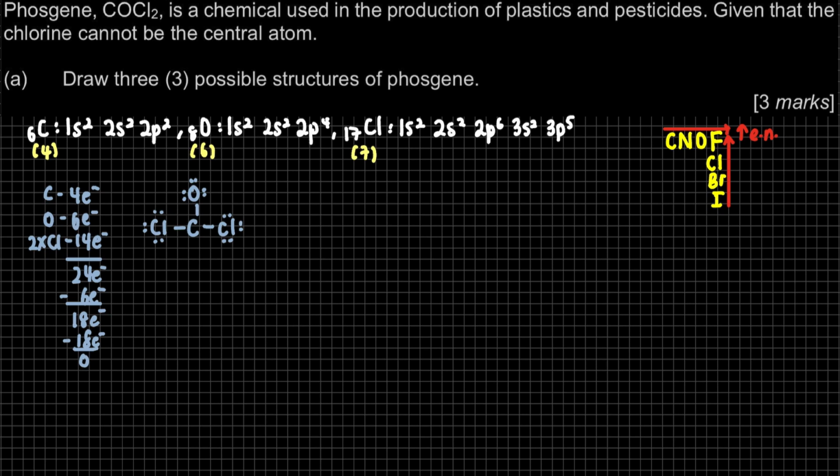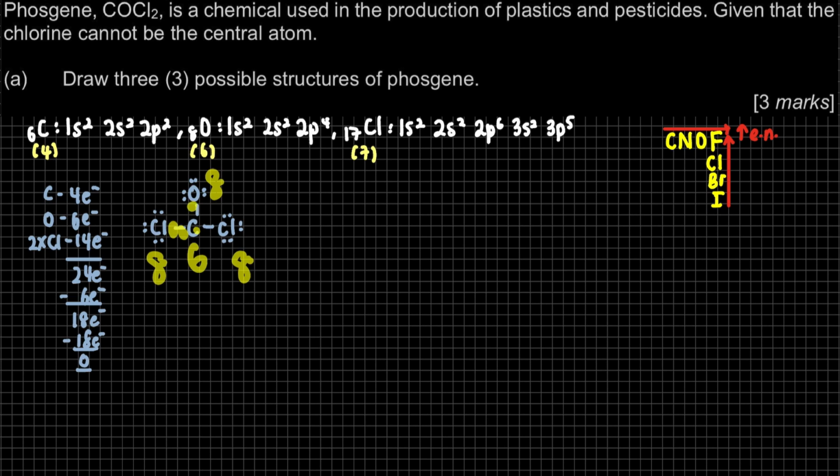So now, okay, we have no electron left. Next, we have to check whether all the atoms already achieve octet or not. So here what we have: chlorine 8, oxygen 8, this chlorine also 8. How about our center? Our center, carbon, only got 6.